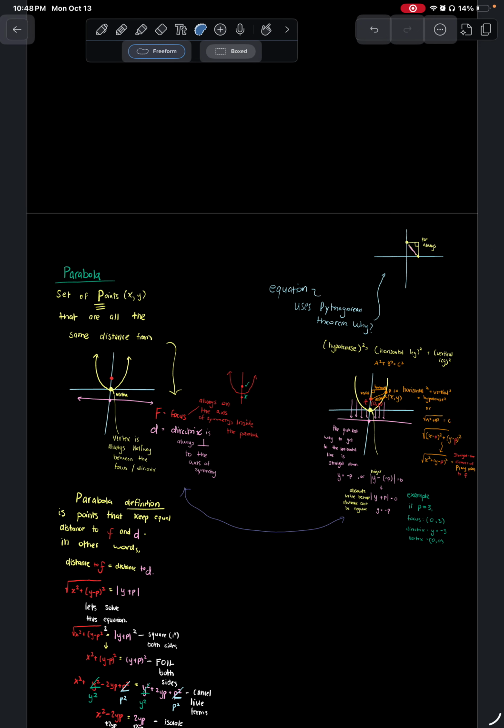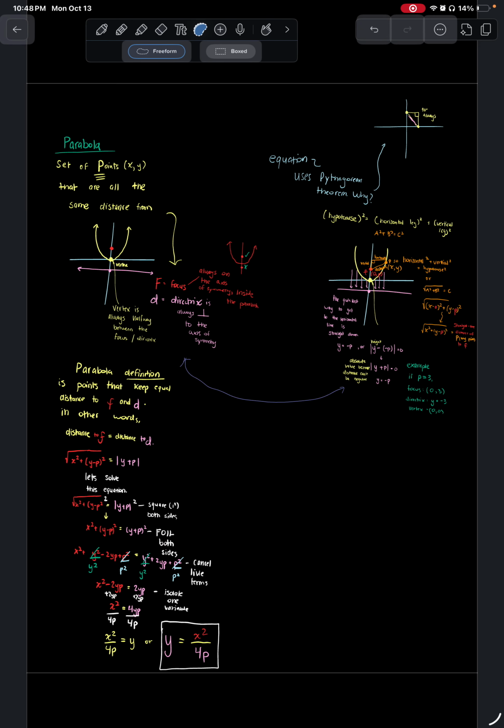Okay, this is the first time I'm trying this, so I hope it works out well. Basically, I just made notes here. I'm just going to explain to you why it works the way it does.